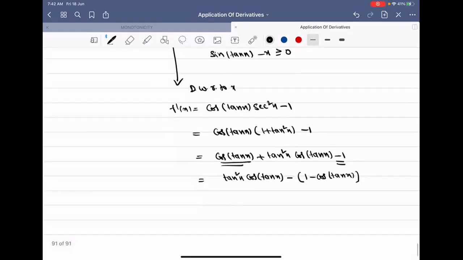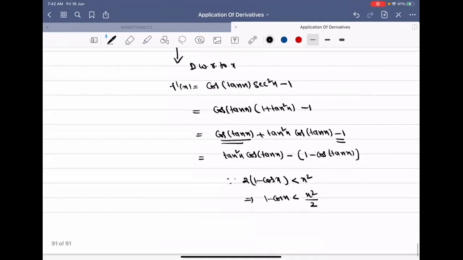Now come to this given inequality. The given inequality is 2 times (1 minus cos x) is less than x square. That implies 1 minus cos x is less than x square by 2. So if you replace x with tan x, because here we have 1 minus cos of tan x, that implies 1 minus cos of tan x is less than tan square x by 2. This is from the given.